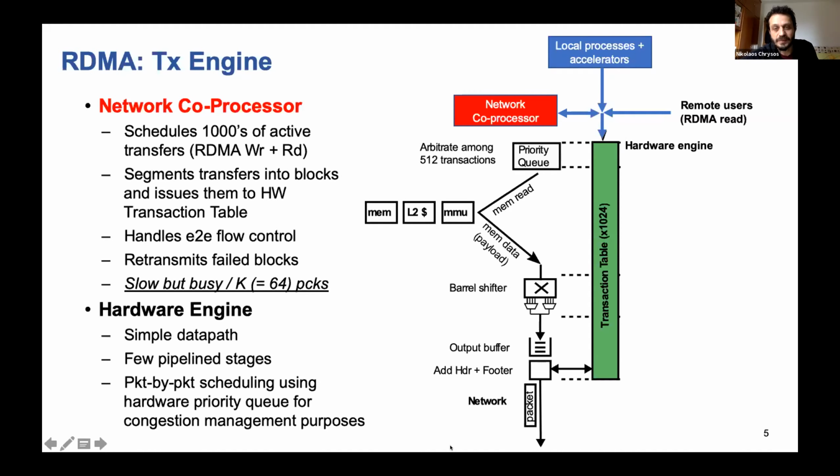Now, the hardware engine, which is the bottom thing here, is quite simple. It's a simple data path with a few pipeline stages. We use the system MMU, which is present in many processors. It does packet-by-packet scheduling. Here you can have many blocks outstanding, which have been issued by the network coprocessor. There is a scheduler which arbitrates among these blocks and issues packets to the network. It's quite simple and can run really fast.